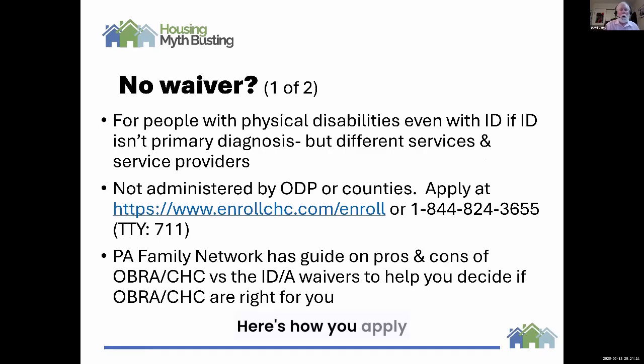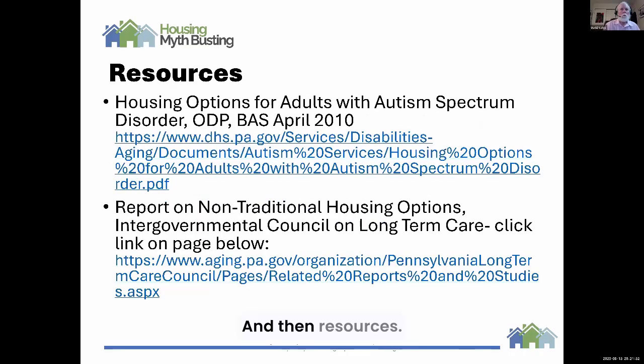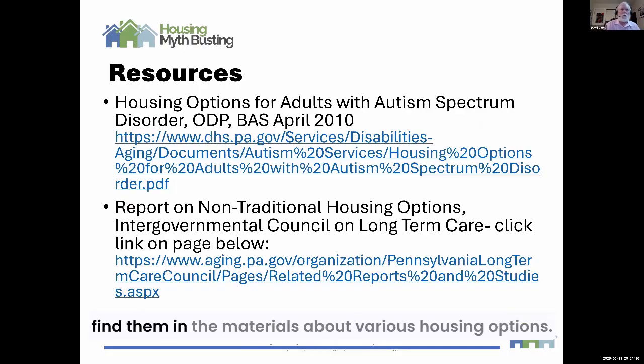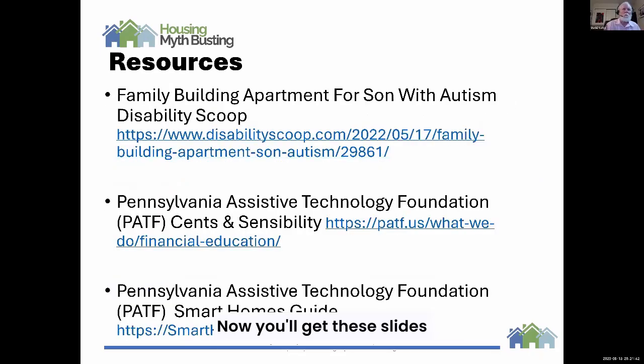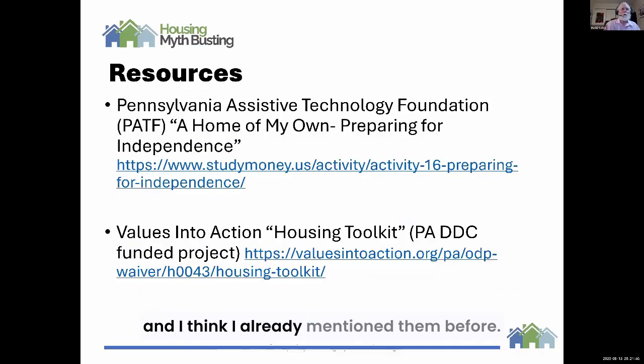Here's how you apply for the Community Health Choices waiver. Okay, and then resources. Here are some resources at the end. You'll find them in the materials about various housing options. You don't have to write them down now. You'll get these slides. And I think I already mentioned them before.